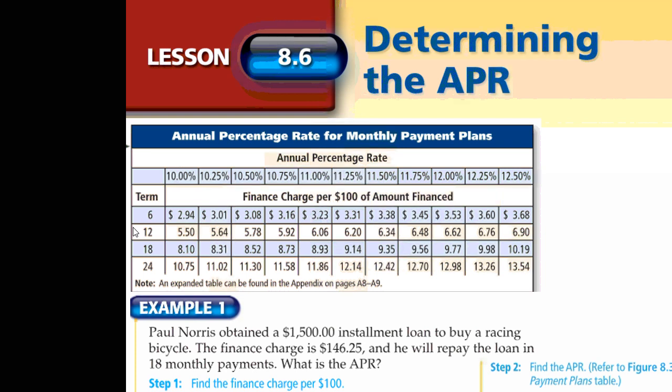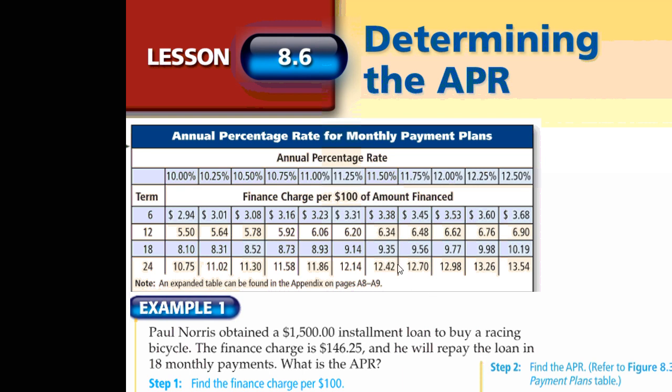Our buddy Paul Norris obtained a $1,500 installment loan to buy a racing bicycle. The finance charge is $146.25, and he'll repay the loan in 18 monthly payments. What is the APR? So we're going to find our finance charge per $100. This is going to tell us where we are in the table. So we go $100 times our finance charge of $146.25, then divide it by the amount of our loan. And we get 100 times 0.0975, so it's $9.75. So for every $100 he borrows, Paul will pay a $9.75 finance charge.